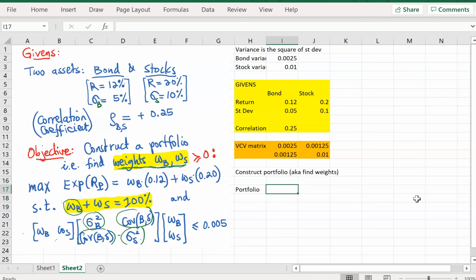The weights that we have are W_B and W_S. So we want to construct a portfolio where the sum of the weights should be equal to 1, right? So let me construct a new column here, and that column is just the sum of that number plus that number over here.